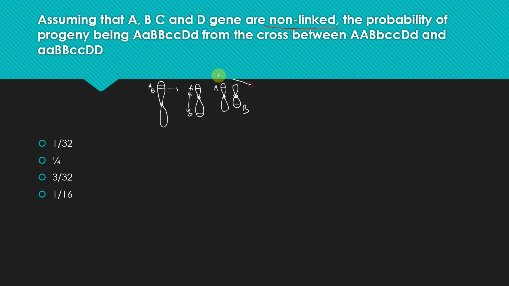In such conditions, where the genes are present very far from each other, they have a tendency to independently assort into their respective progenies. So they are not linked here. They don't have the tendency to go together, but they can independently pass on to the progeny, right? So these are called non-linked genes. I hope you got it now, what are linked and non-linked genes. So easy, right? Now let's come back to the question.